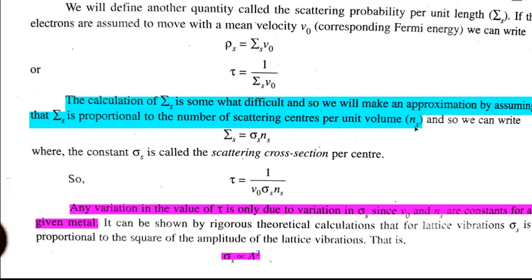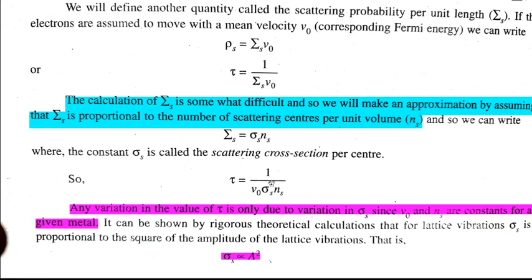As I said, ns is the number of scattering centers per unit volume, meaning the number of host ions in one volume is fixed. So the number of ns is predefined when you choose the metal. So ultimately ns is a constant for a given metal. The second is v0. So v0 is also constant because for any given material the number of available electrons near the Fermi energy is also fixed, and the Fermi energy is fixed. That means the thrust given to the conducting electron is also fixed. So your mean velocity is also constant.